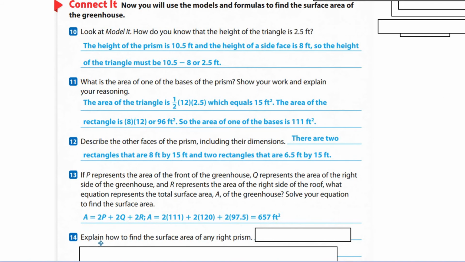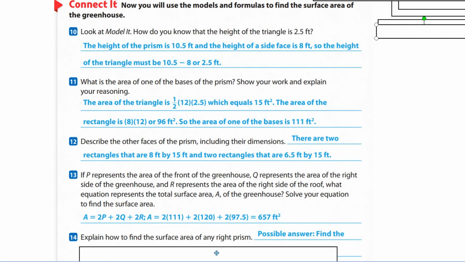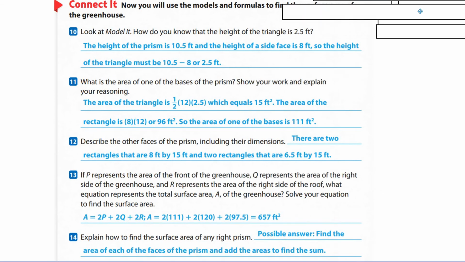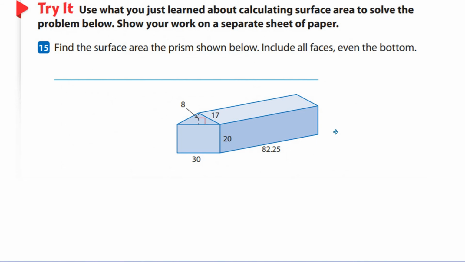Let's look at question 14. Explain how to find the surface area of any right prism. One possible answer: find the area of each of the faces of the prism and add the areas to find the sum. Let's try it. Use what you just learned about calculating surface area to solve the problem below. Show your work on a separate sheet of paper. Question 15. Find the surface area of the prism shown below.